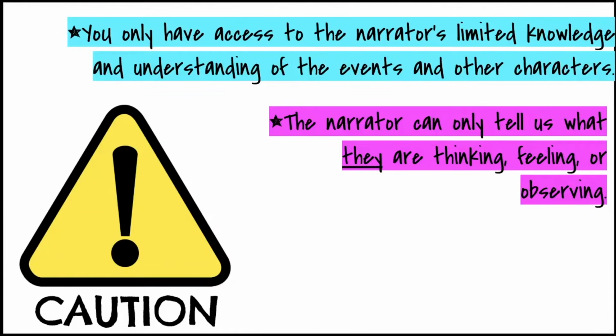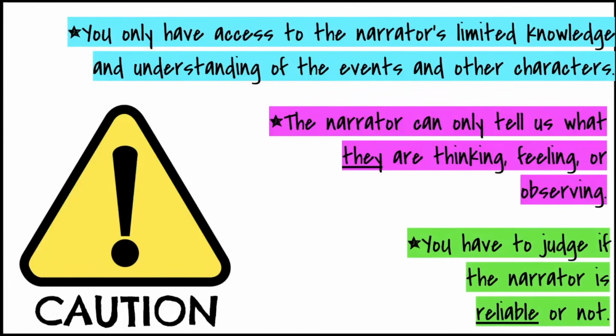The narrator can only tell us what they are thinking, feeling, or observing. So you have no idea what the other characters are thinking and feeling about what's happening in the story. You get their perspective, their feelings. And sometimes, as you know, our feelings are different than other people's. We misinterpret events, and so the narrator can misinterpret events based on what they're thinking, feeling, and observing.